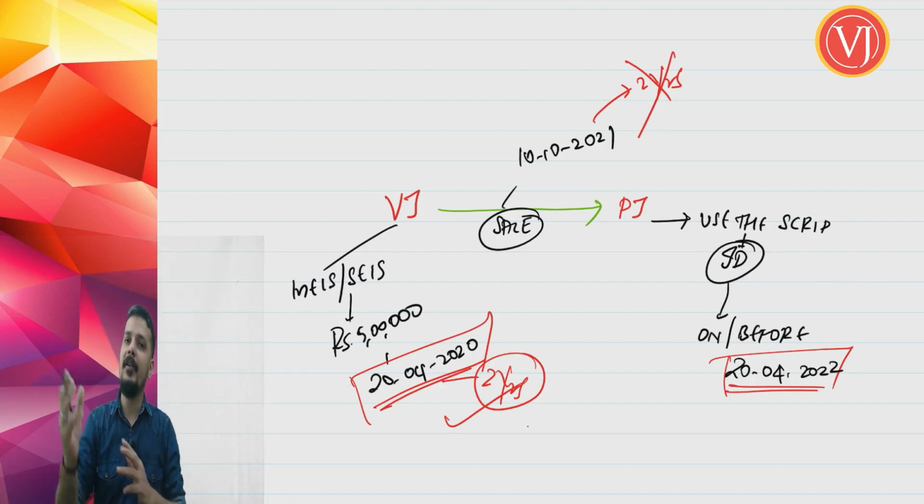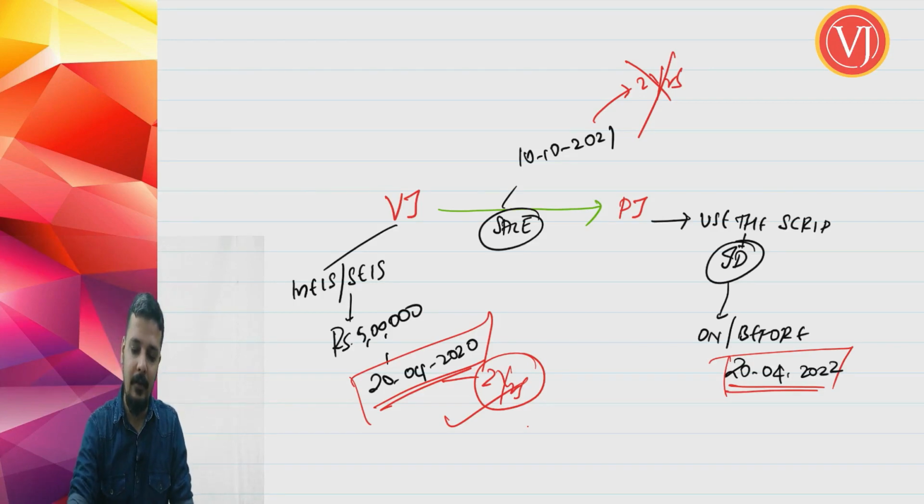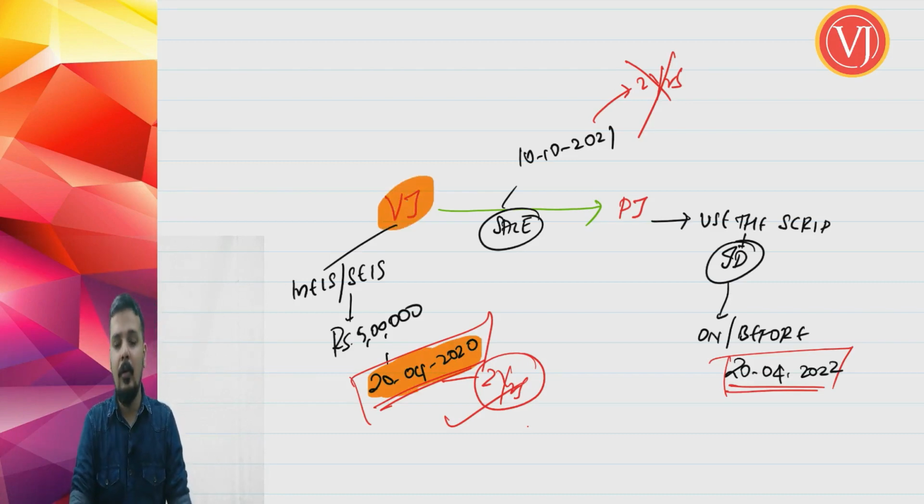No, though the other person, PJ in this case, is going to use the script, the validity will not start from the date of purchase of script by PJ, but it will start from the date of issuance of script to VJ. So it will start from the date of issuance of script. You have to focus on 20th of April 2020, when the script was issued to VJ. Though it was sold and now the script is going to be used by PJ, it should be used by PJ on or before 20th of April 2022.